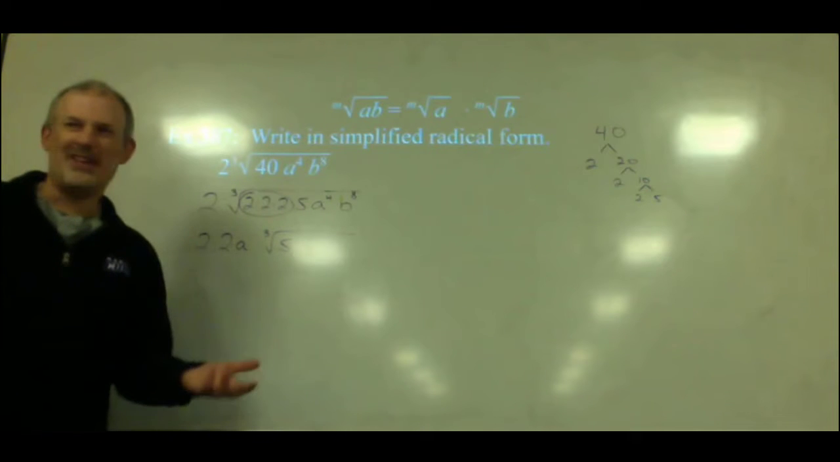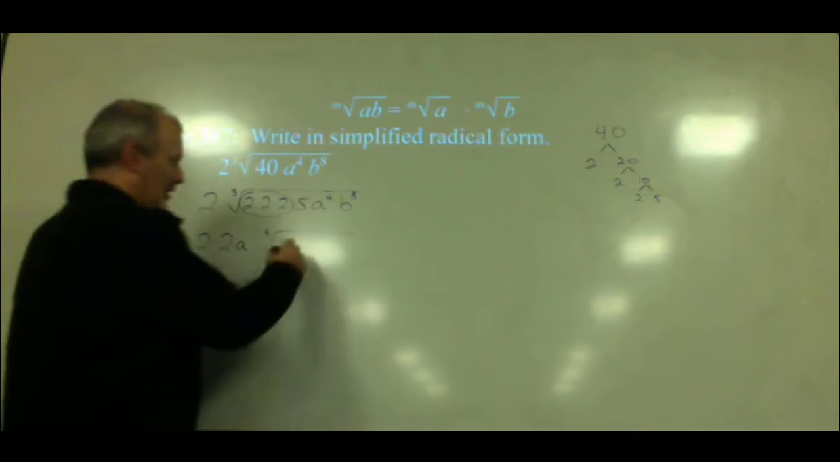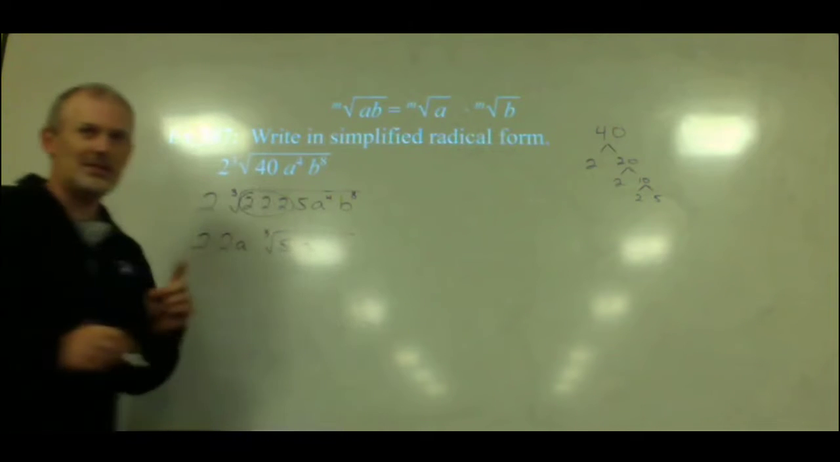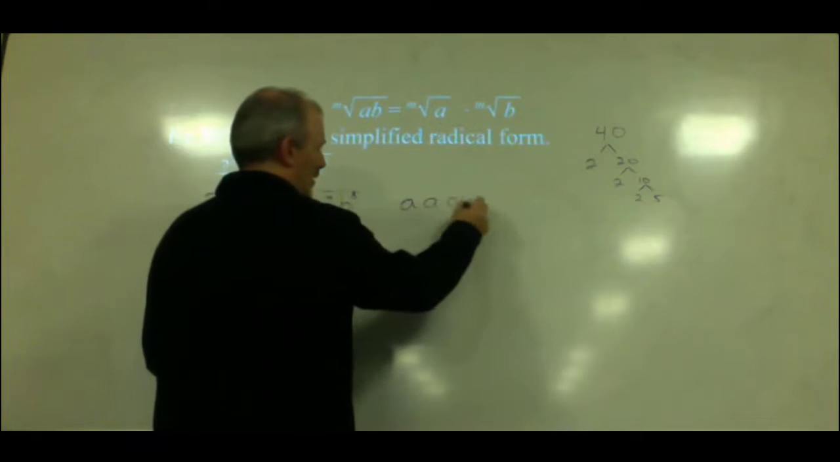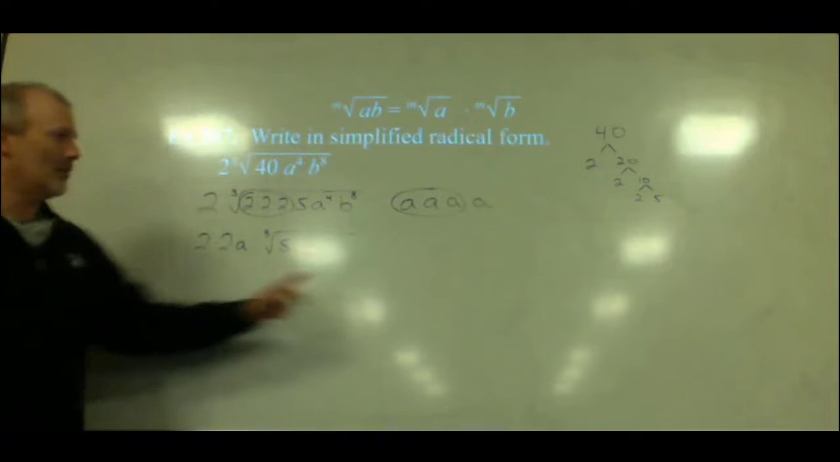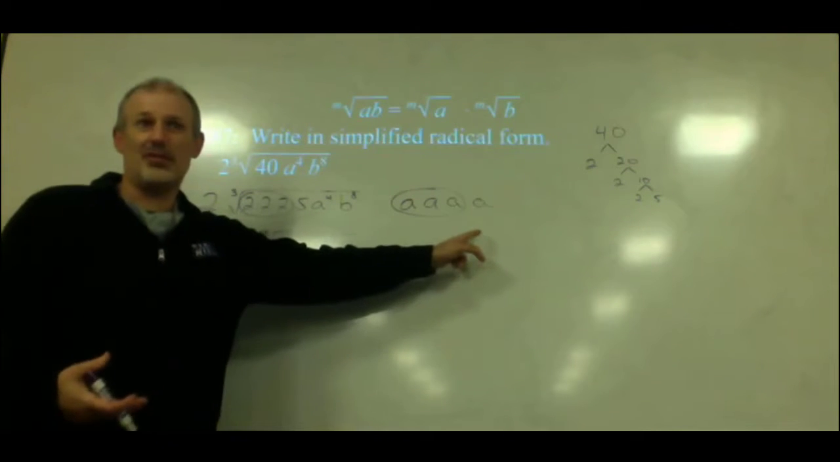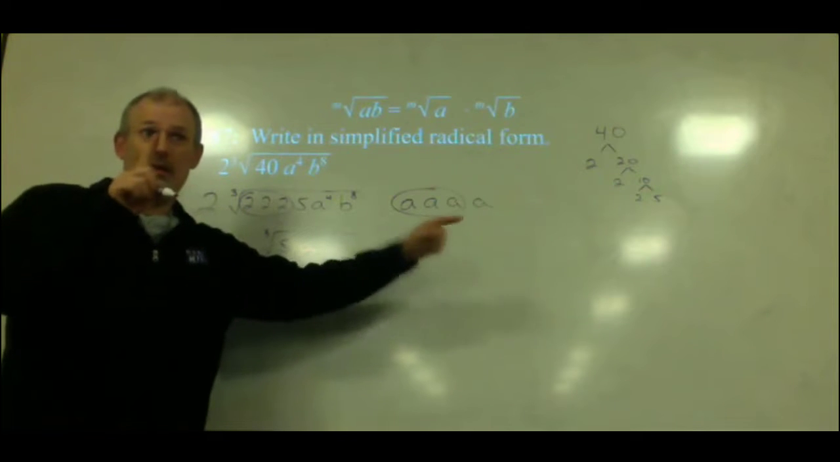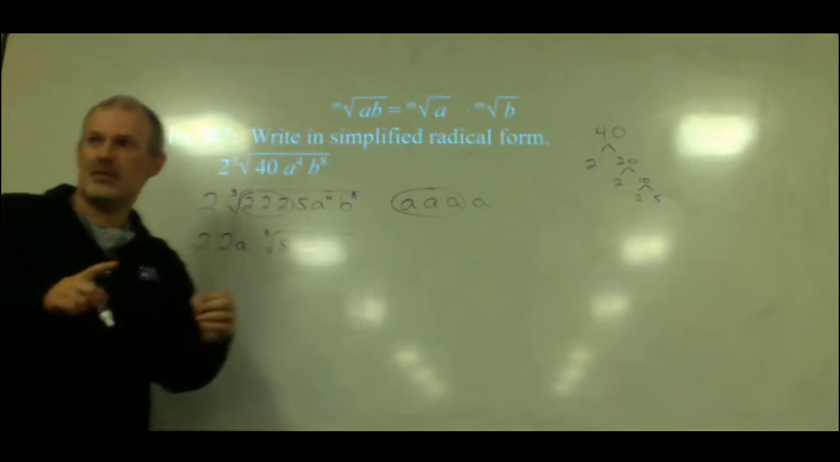And how many a's will be left inside? 1. Now I want to make sure, does that make sense to everyone? We had 4. 3 of them were used to get this one out. We still have 1 left inside. And again, it's division, right? 4 divided by 3 is 1 with a remainder of 1. If you think remainders.